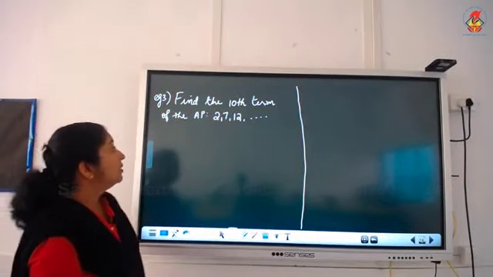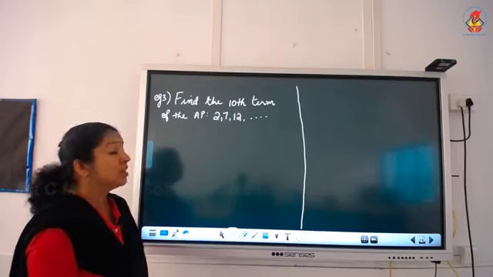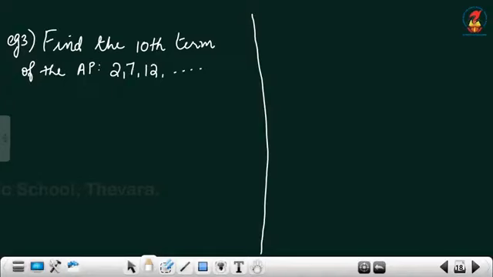First is example 3. Find the 10th term of the AP 2, 7, 12, etc. So the AP is given as 2, 7, 12, etc. From here we can write the first term A as 2. It is given as an AP, so we can write A as 2 and D as 7 minus 2, which is equal to 5.